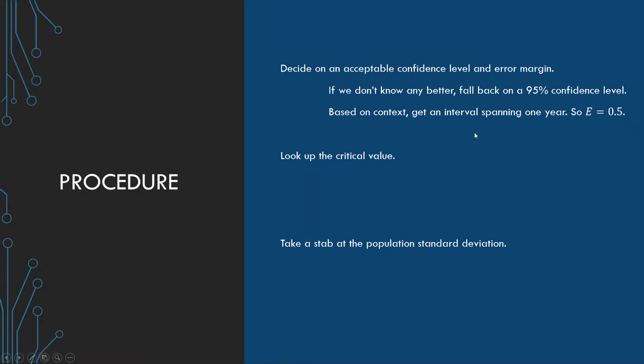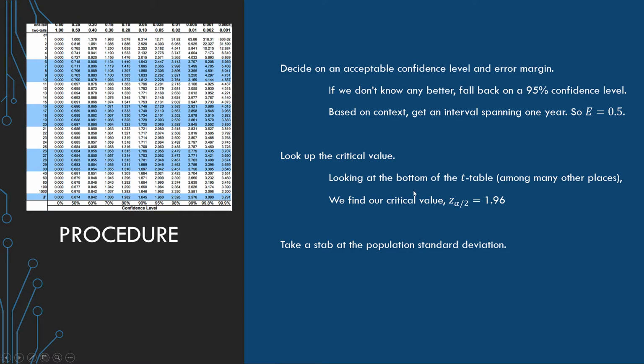Also, I want to be within a year. So I am choosing E to be 0.5, which is half a year. Half a year above, half a year below, 1 year is my total interval. Next up, I'm going to look up the critical value. So let's see here. I've got the t-table here. It's good for z values as well. Right, 95 confidence level, 1.96. There it is. That's our critical value.